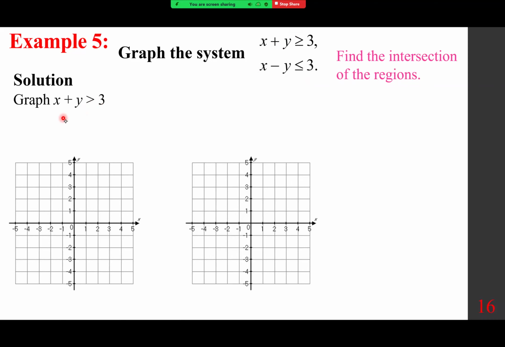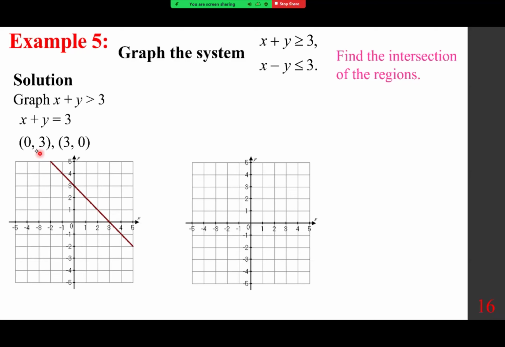First, we go with the equality. And I hope you see it's easy. The intercepts are x is 0, y is 3, and y is 0, x is 3. So we have 0, 3, and 3, 0. Here's one point, 0, 3, here's another one, and you connect them.